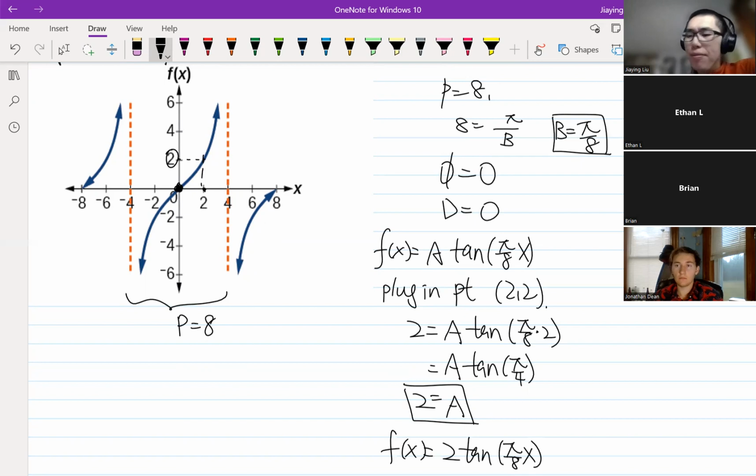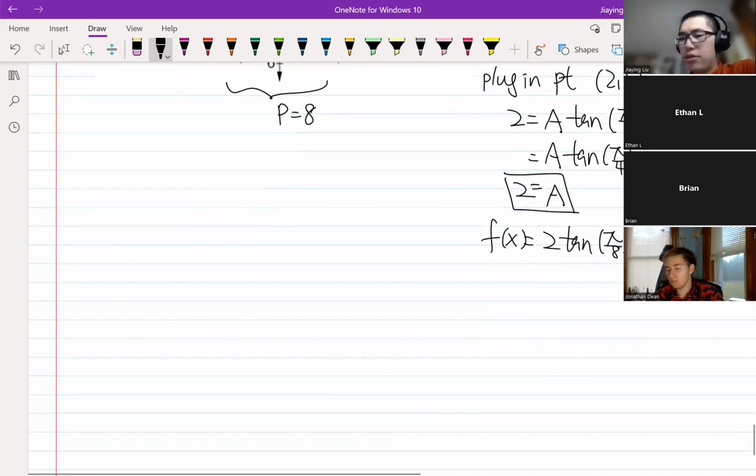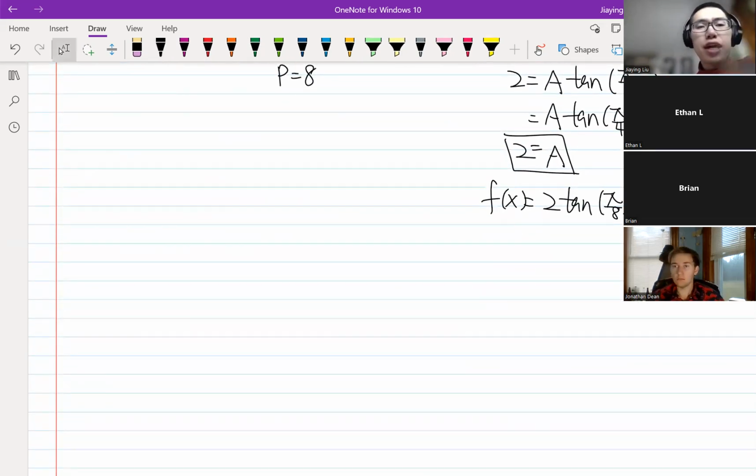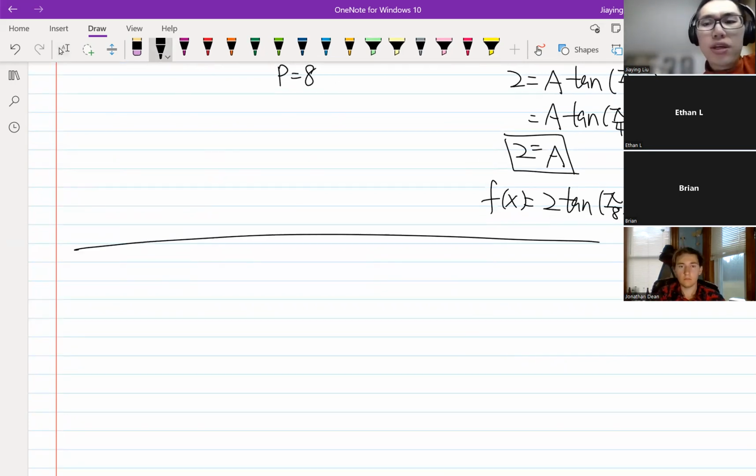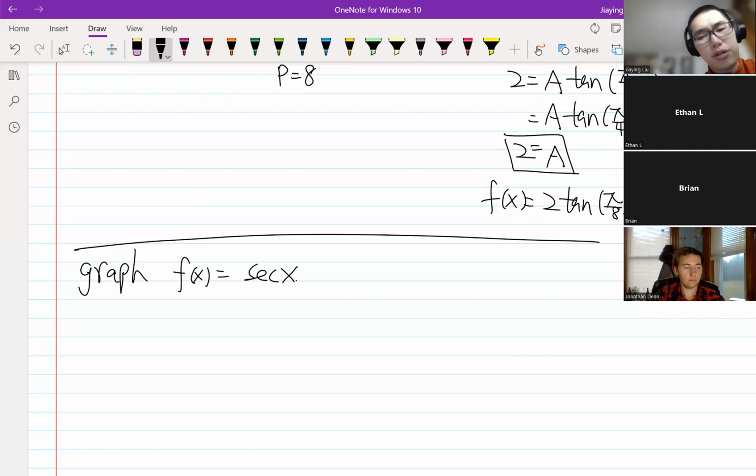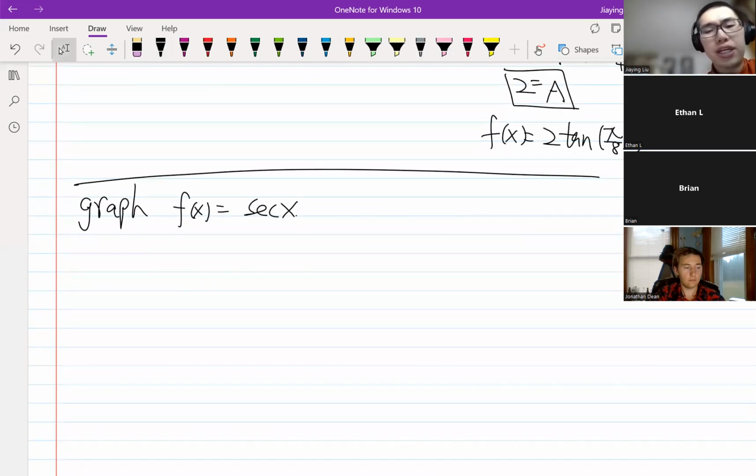Okay, it's almost 8, so I'm going to take a little bit more time here. Let's do two functions we have to graph. Let me try to go through them as much as possible before it's too late. So graph f of x equals secant x, and also later on we're going to graph cosecant x.